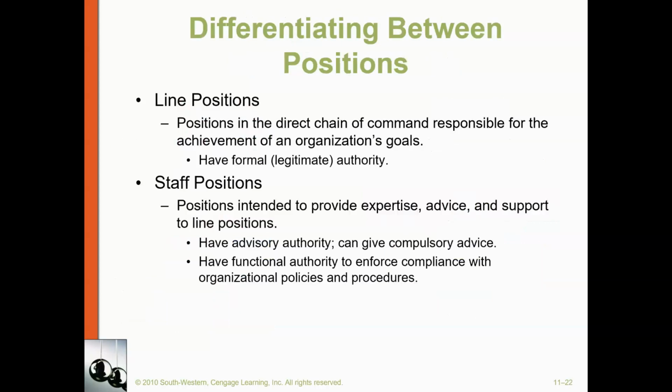Lastly, let's differentiate between positions. We have line positions and staff positions. Line positions are those positions in the direct chain of command, responsible for achieving the organization's goals. This is where we see formal, otherwise known as legitimate authority. So when we look back at an organizational chart, the lines connecting the boxes represent those line positions, okay, the direct chain of command.